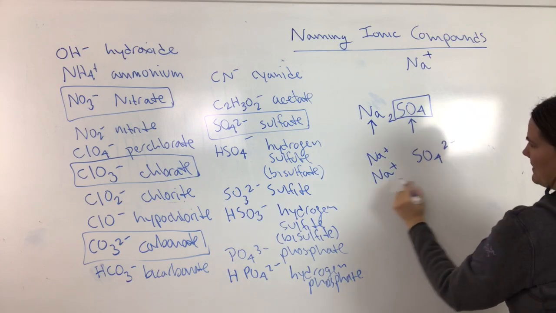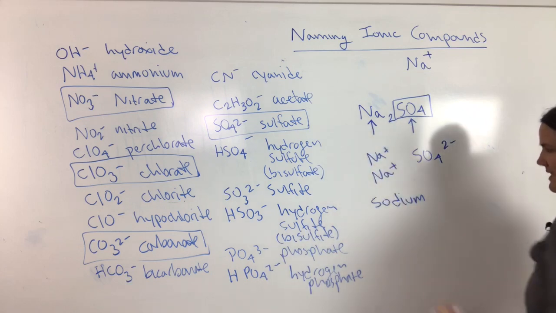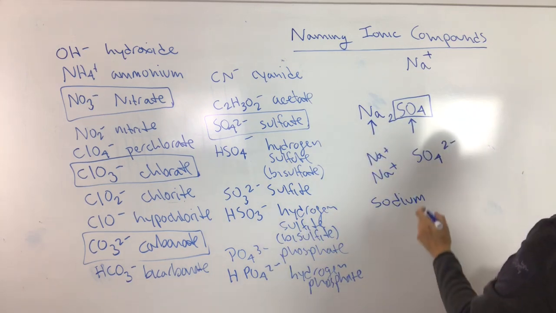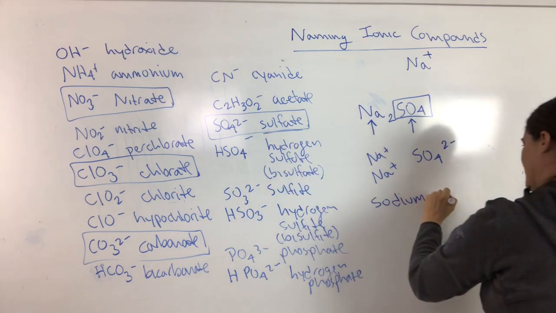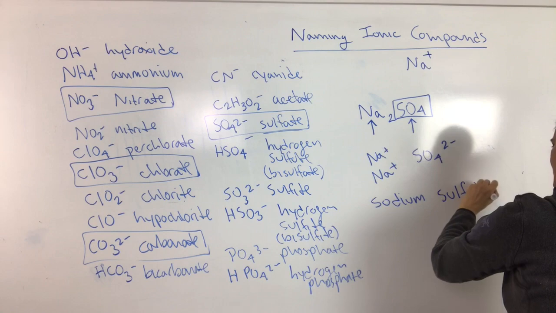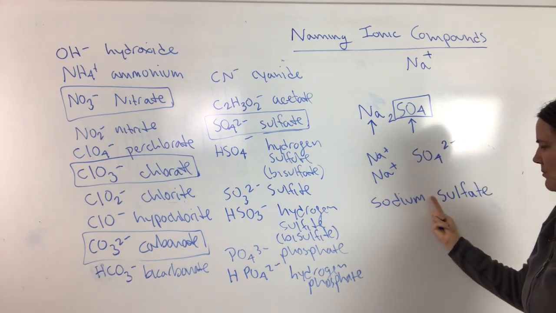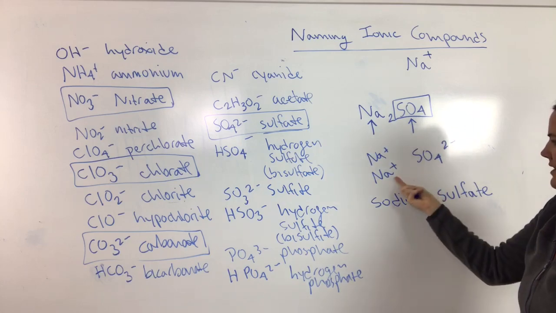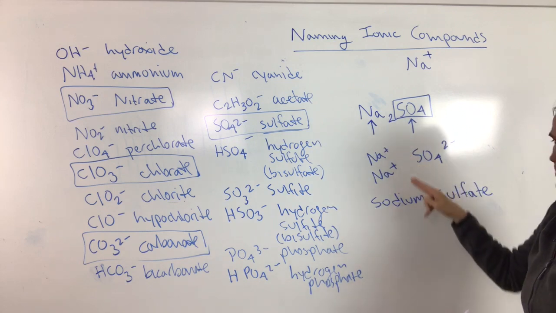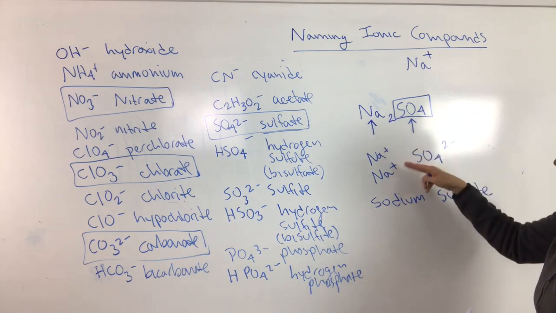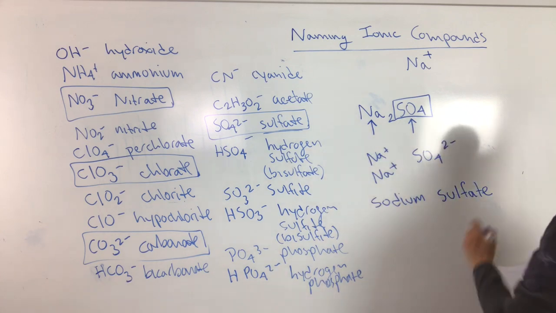So the way that we name this is we write down the name of the first element. So we have sodium, and then we have sulfate. So we just write down the name of the polyatomic ion. This would be sodium sulfate. And this is simply just sodium sulfate, so we don't put the Roman numeral here, because remember, sodium only has a +1 charge. So sodium doesn't have multiple ions that it can form. It only forms a +1 ion.